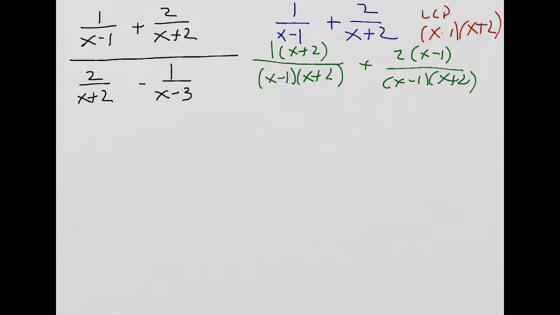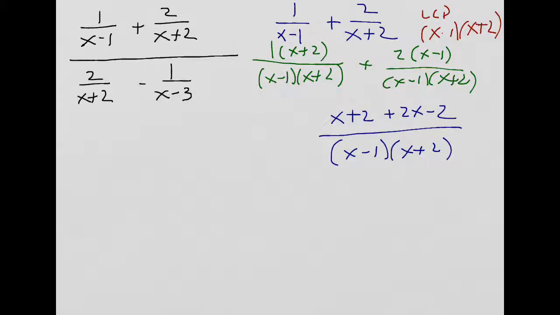We can only add fractions when the denominators are the same. So once we get the same denominator, we can combine these into one fraction that has x minus 1 times x plus 2 in the denominator, and then we'll just combine the numerators. Here you definitely want to be careful with your signs. Make sure you distribute properly. So we get x plus 2 plus 2x minus 2. We end up with 3x over x minus 1 times x plus 2.